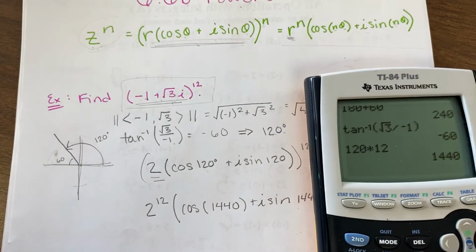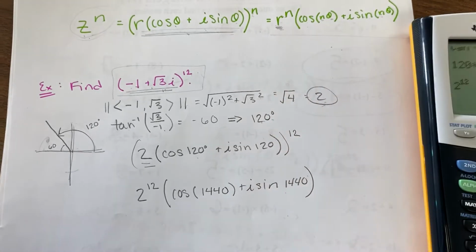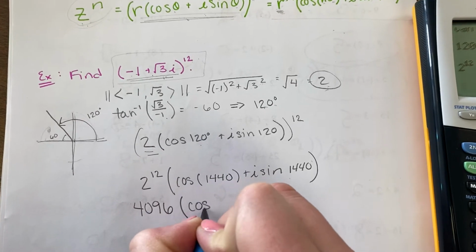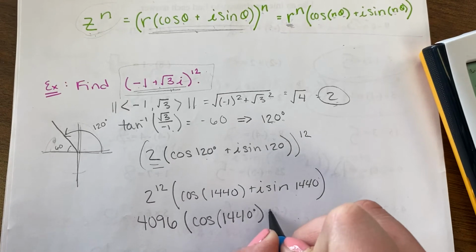And I'm just going to simplify a little bit here. 2 raised to the 12th power is 4,096. Make sure you have a degree sign in there so it doesn't look like it's in radians.